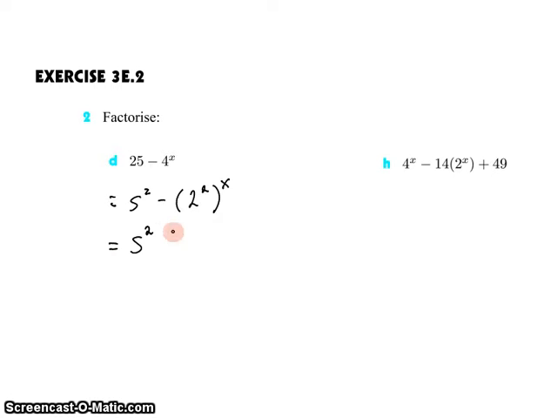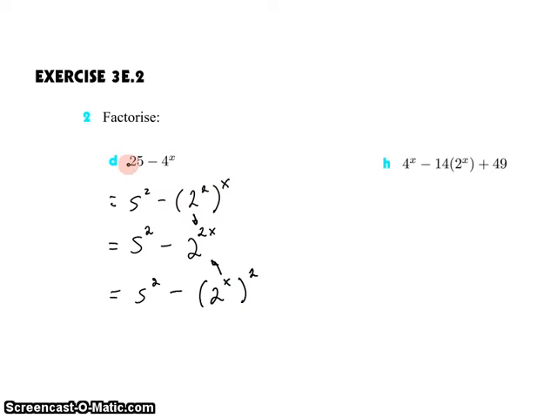We'll leave the 5 squared alone. 2 squared to the x using index laws is 2 to the 2x. But because 2 to the 2x is the same as 2 to the x times 2, like 2 times x is the same as x times 2, I can also write it as 2 to the x squared. So 2 squared to the x and 2 to the x squared are the same because they both simplify to the same term. 2 times x is 2x and x times 2 is also 2x.